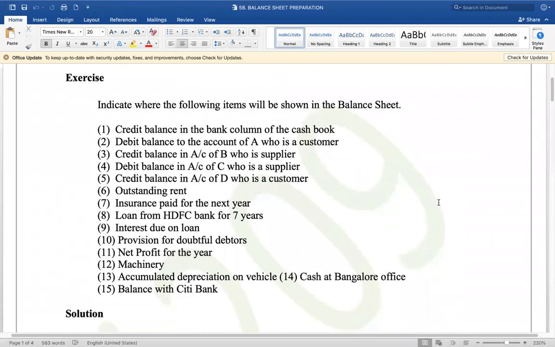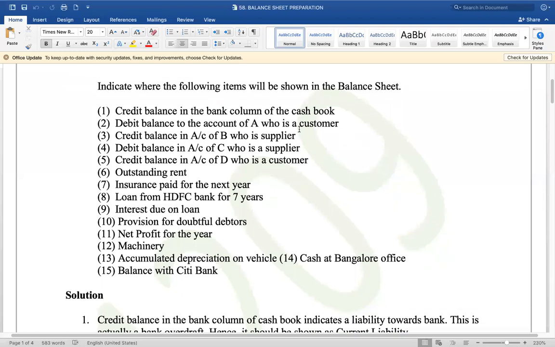Okay, now, credit balance in the bank column of the cash book. What is credit balance? The credit side is more than the debit side. Where do you show it? Come on, quickly. Okay, now I'll give you the hint.